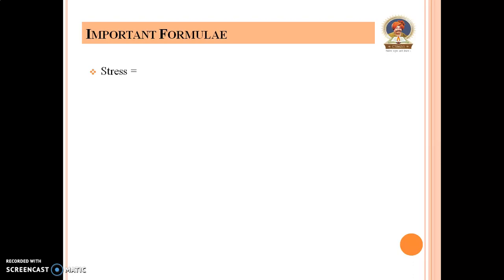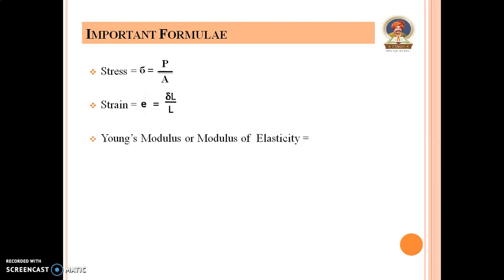Stress, sigma is equal to P by A, that is force per unit area. Strain, e is equal to delta L upon L, that is change in length to the original length. Young's modulus or modulus of elasticity, that is capital E is equal to sigma upon e, that is stress upon strain.